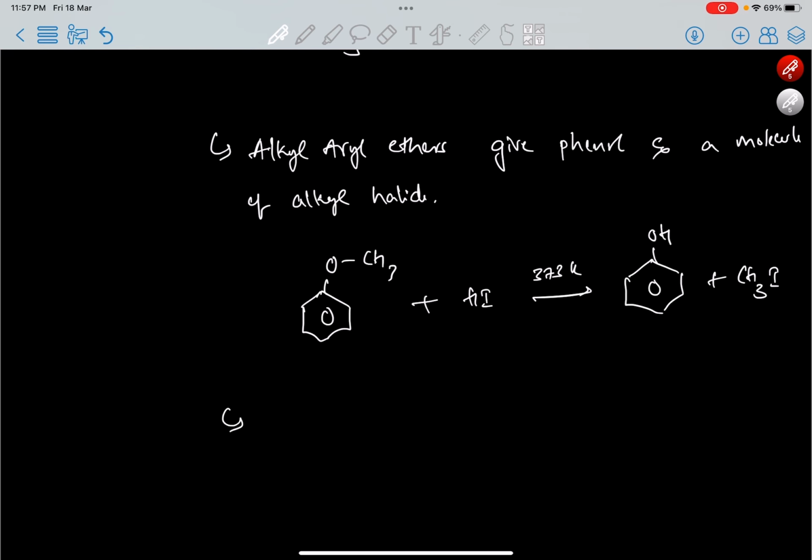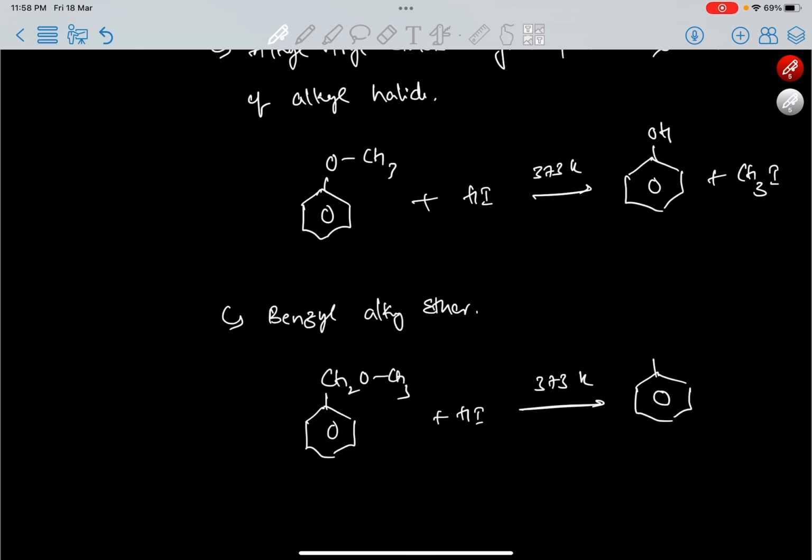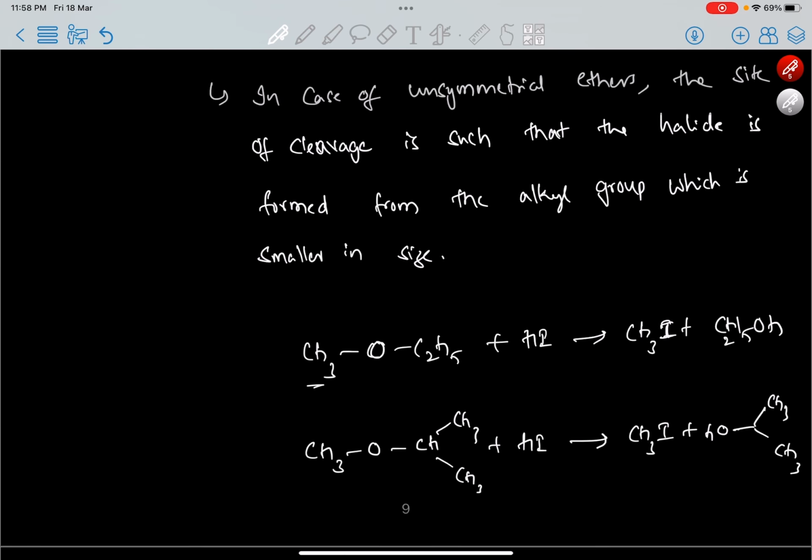Now in case of benzyl alkyl ether, what do we have there? For example, we have C6H5CH2OCH3. When this undergoes the same reaction, we get C6H5CH2I with CH3OH. So this is all about the reaction of halogen acid with ether.